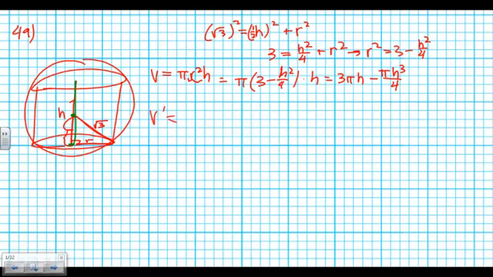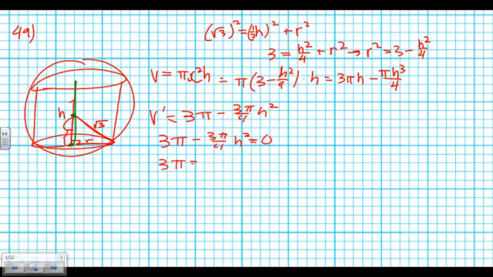V prime then is going to be 3 pi minus 3 pi over 4 h squared. And then we go through the process of setting that equal to 0 and finding out which values of h make it 0. No, this is easy. This one's easy. Save the calculator for the ones that we're desperate on. Set it equal to 0.